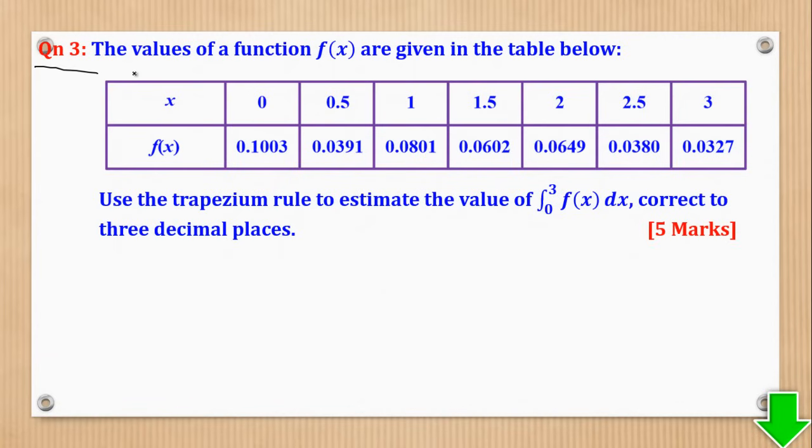Then question 3: the values of the function f(x) are given in the table below. So question 2 was from mechanics. Now question 3 is from numerical methods, and specifically the trapezium rule. So use the trapezium rule to estimate the value of this, correct to 3 decimal places. They have helped us by giving us the values of f(x). Our work is to add.